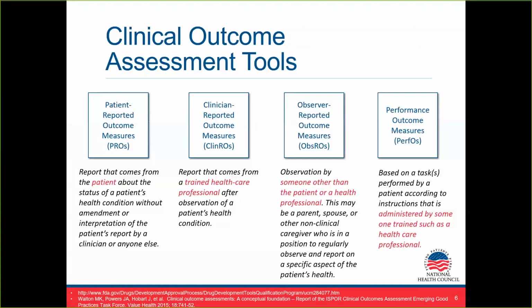Performance outcome measures also fall under the COA umbrella, and they are based on a task performed by a patient according to instructions that is administered by someone trained, such as a healthcare professional. So keep these in mind as we go through this webinar as well as the others, that when we are referring to COAs or clinical outcome assessment tools, we're referring to all of these 4 different types.